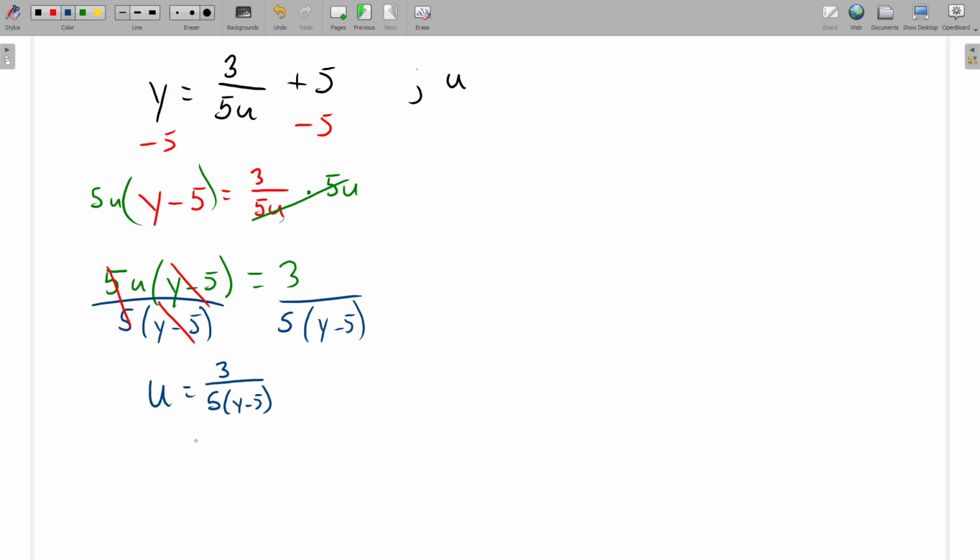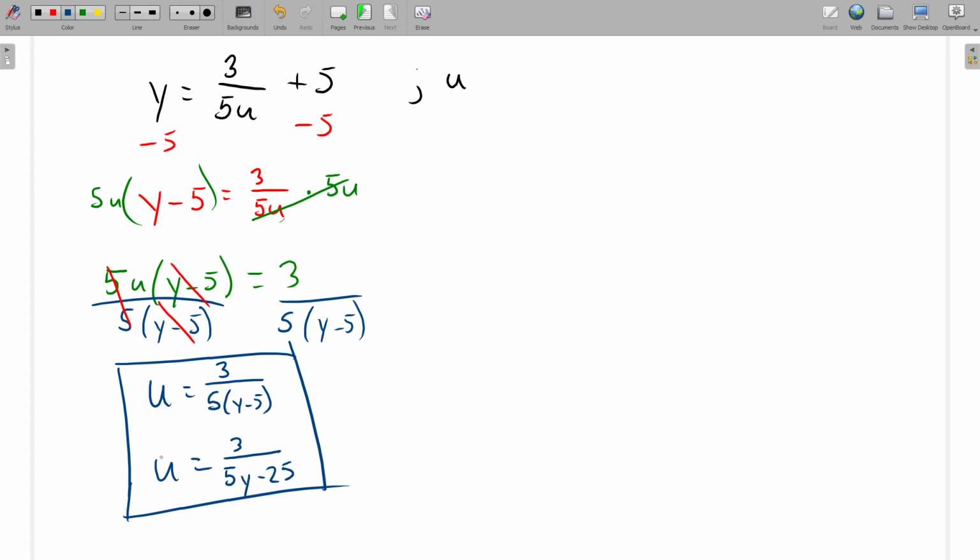We could take an extra step if we want and distribute the 5 in and have 5y minus 25. Either answer is something that I would accept from my students. I would check with your teacher though and see which answer that they would rather have.